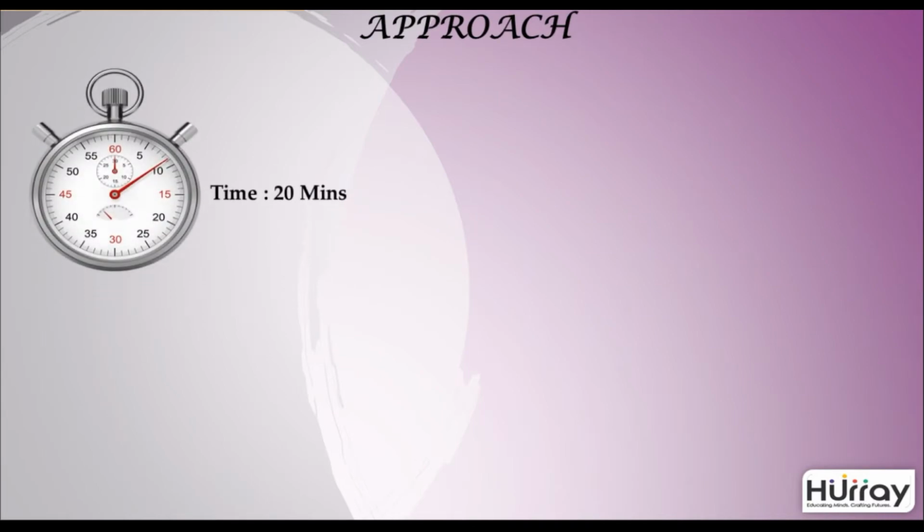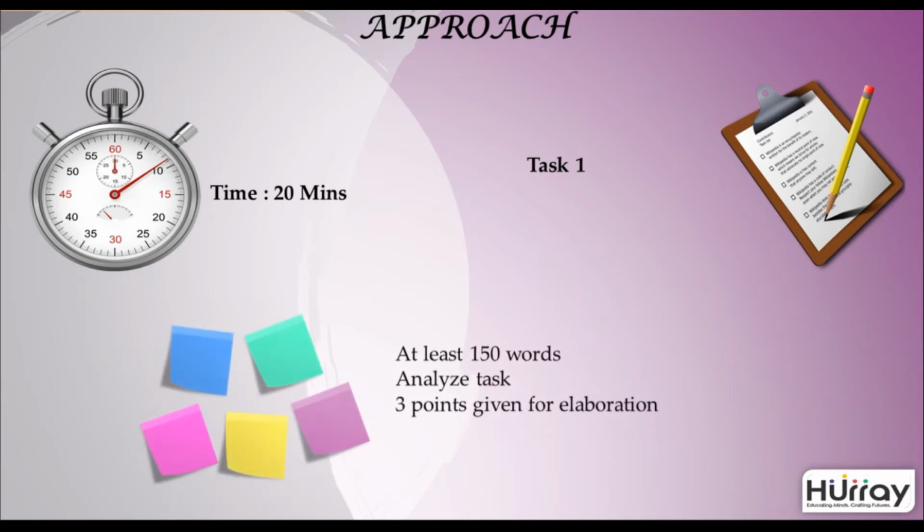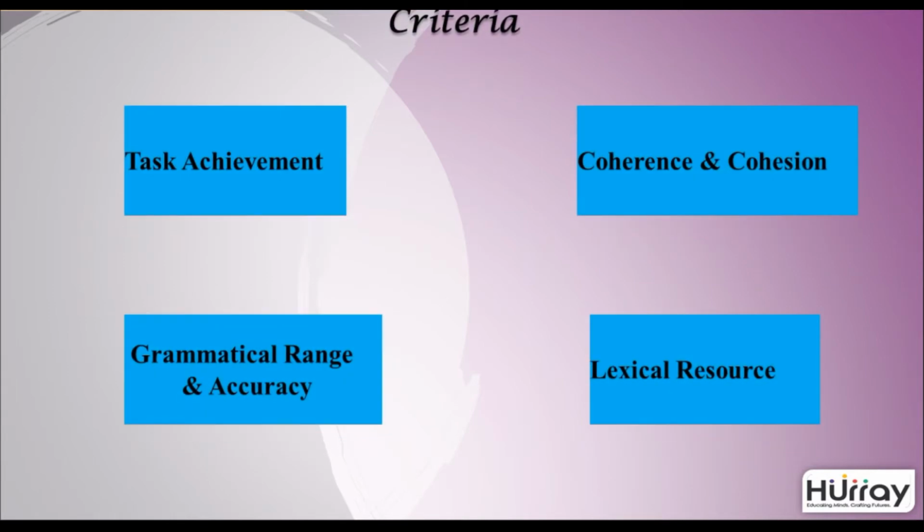The approach to task 1 is that it takes 20 minutes to write this task. You have to write at least 150 words. It's better to write between 160 and 180 words. You need to analyze the task correctly, and you will have 3 points which will be given, which you have to elaborate in your letter. The 4 criteria for writing task 1 are task achievement, coherence and cohesion, grammatical range and accuracy, and lexical resource.